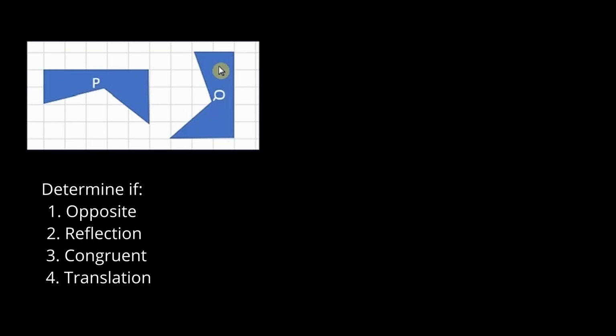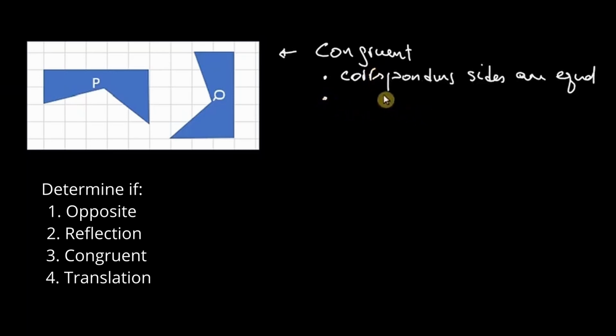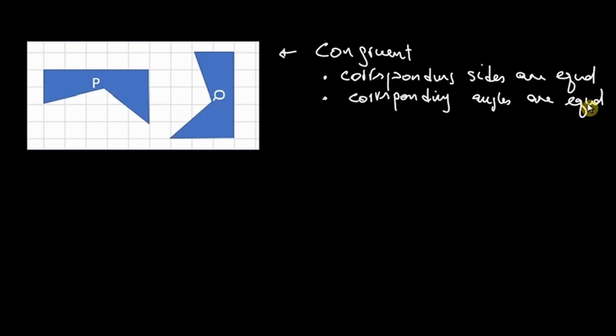In question 3a, we're given a diagram. Here we have two objects, P and Q, and we're asked to make a statement about these two objects. And the choices are: are they opposite? Do they represent a reflection? Are they congruent? Or does this represent a translation? So from those options, we can see that these two are simply congruent. What does congruent mean? One, the corresponding sides are equal, and two, the corresponding angles are also equal. So that describes the properties of congruent objects.